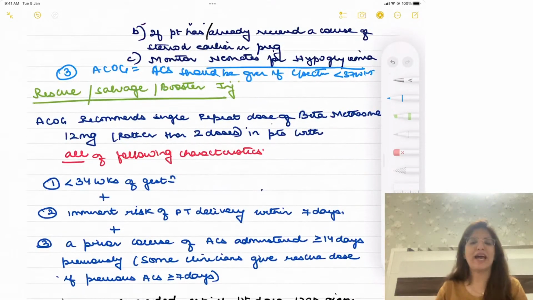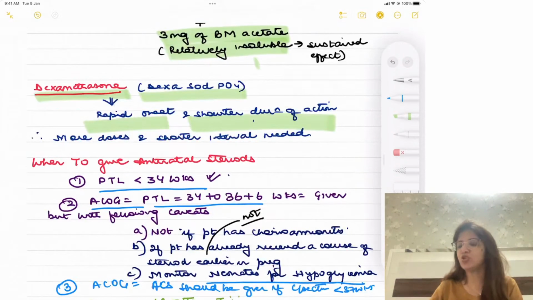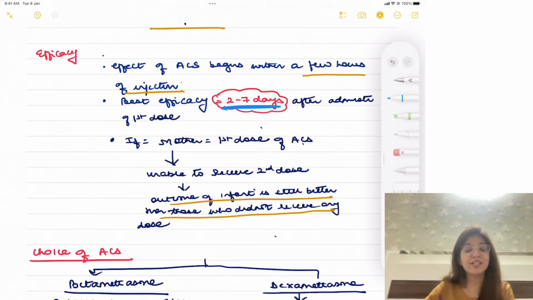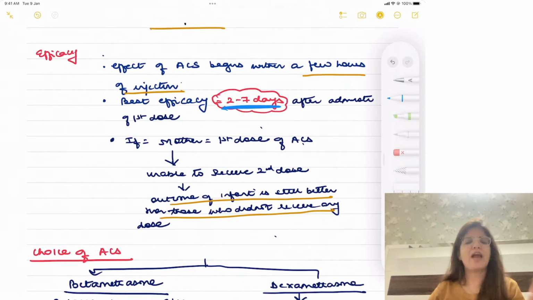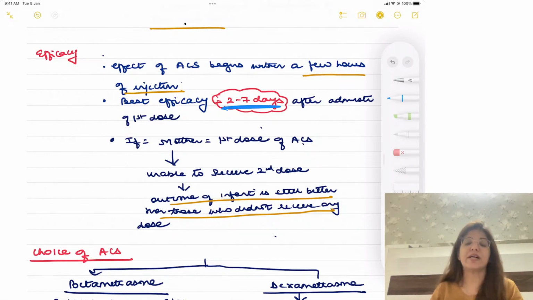Then there is something which is called a rescue dose or salvage dose or booster injection. Just now I told you that the maximum effect of corticosteroids is seen between 2 to 7 days, right? So suppose you have a patient of preterm labor in whom you had given corticosteroid at 28 or at 30 weeks, and the patient did not deliver. Now the question is, if you have given a course of corticosteroid so early, are you going to repeat another course later before 34 weeks?